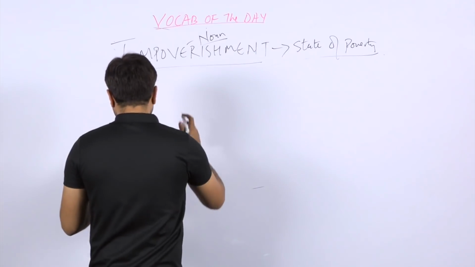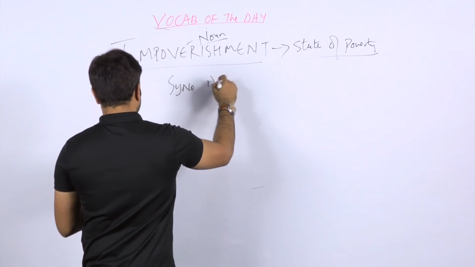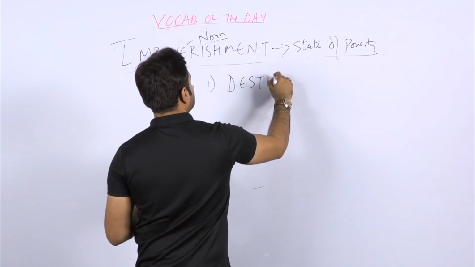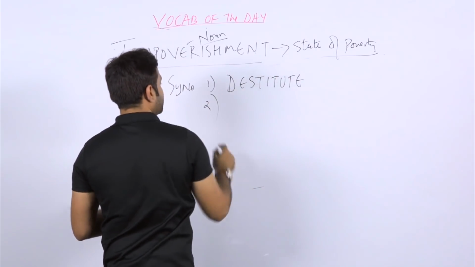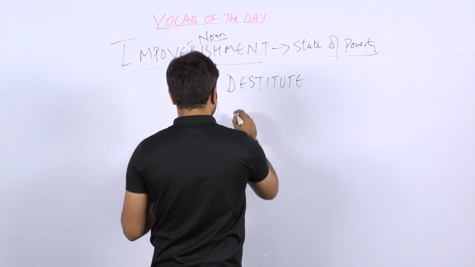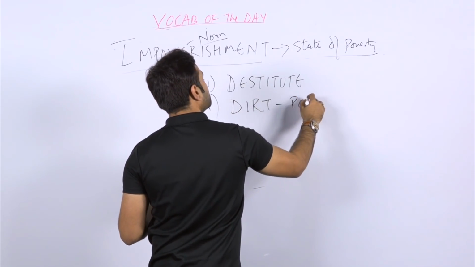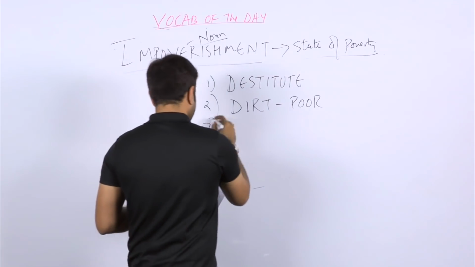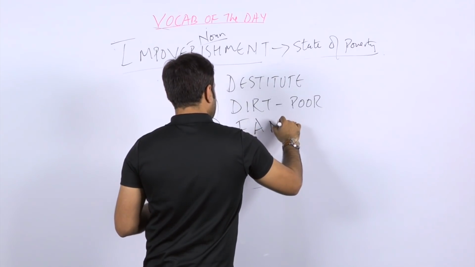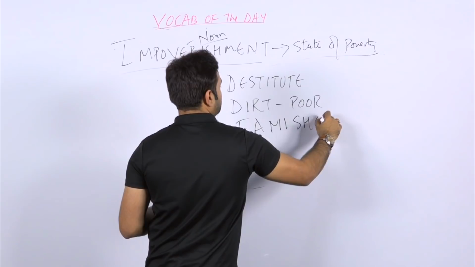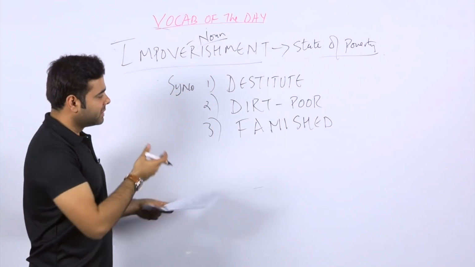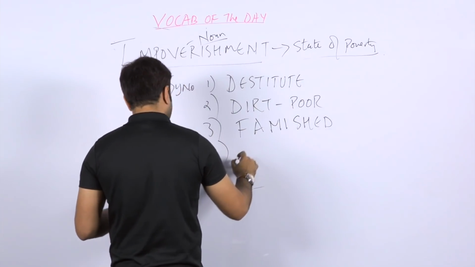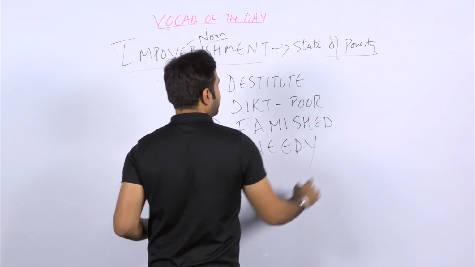The first synonym is destitute. Fine. Now let me write this in capital letters. Destitute. Fine. Destitute is the state of beggarly. The beggarly state, you can say. Dirt poor. Dirt poor is a word. It's a nice word for any person who is in the state of poverty or beggarly. Fine. The third word you can take is a very nice word, famished. I think many of you must have heard this word for the first time. The word is famished, F-A-M-I-S-H-E-D. It's a nice word. In fact, the fourth word which I have taken is needy.